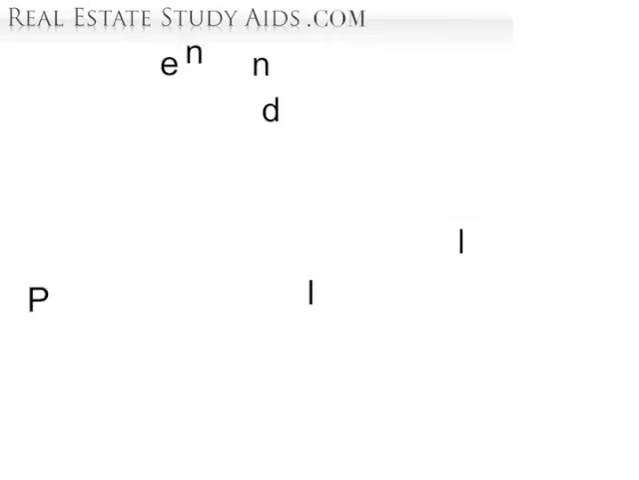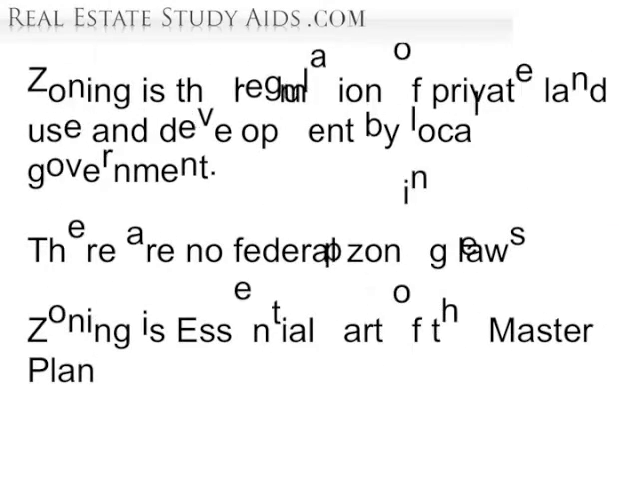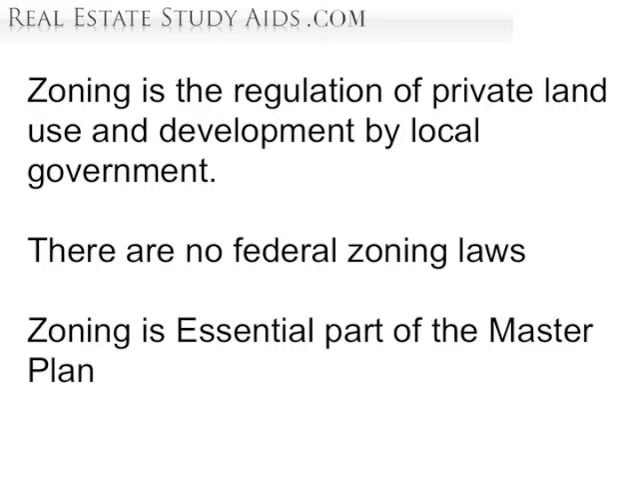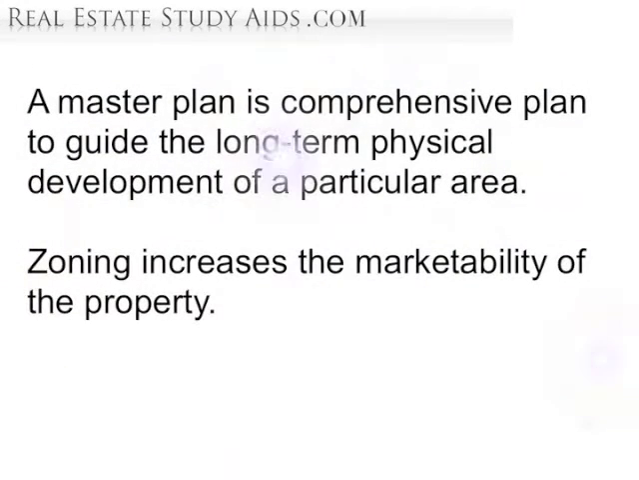Zoning section. Zoning is the regulation of private land use and development by local government. There are no federal zoning laws. Zoning is an essential part of the master plan. A master plan is a comprehensive plan to guide the long-term physical development of a particular area.